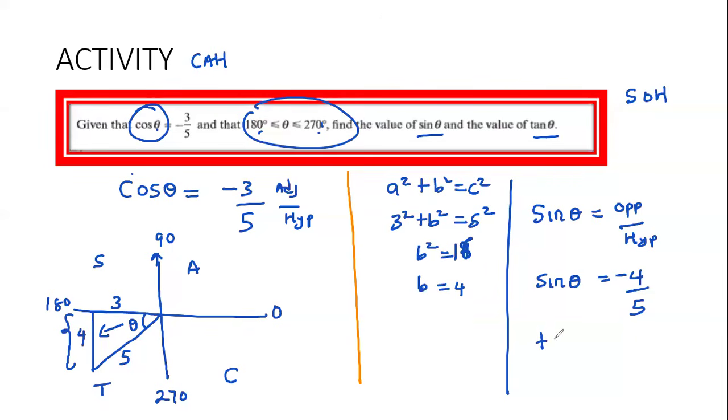We go to tan of theta. Tan is given by opposite out of adjacent. So what is our opposite? 4, divided by adjacent, which is 3. Then the next thing you are going to ask yourself, what is the sign of tan? In this third quadrant, tan is positive. So we shall leave it the way it is. And now those are the values of sine theta and tan of theta. Now members, are we on the same page?